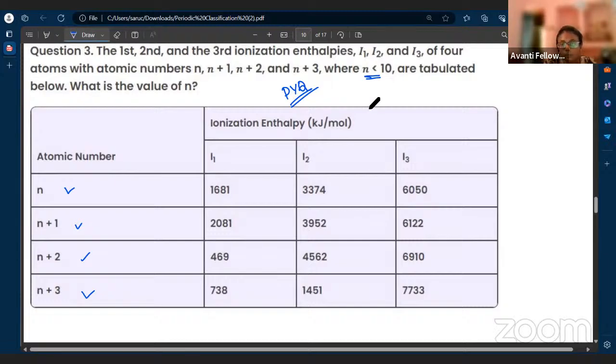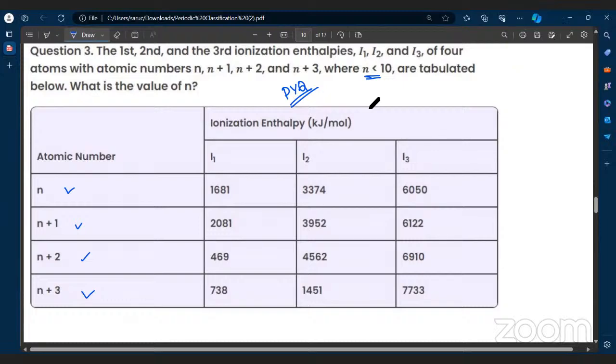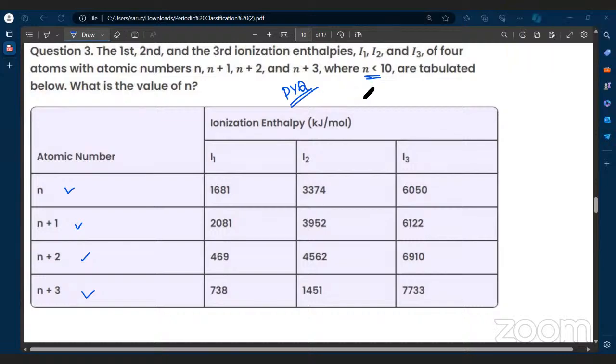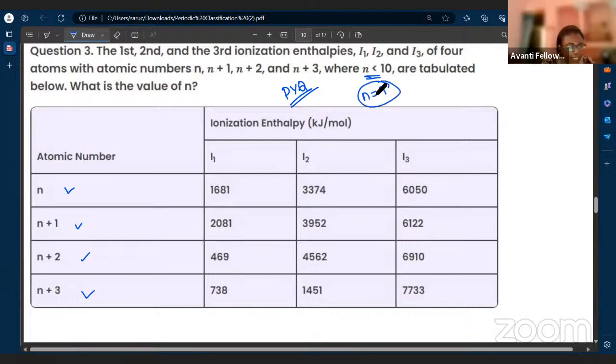9. Yes, yes, very good. Who answered? Rohit. So n equal to 9 is the right answer. Have you got the answer?